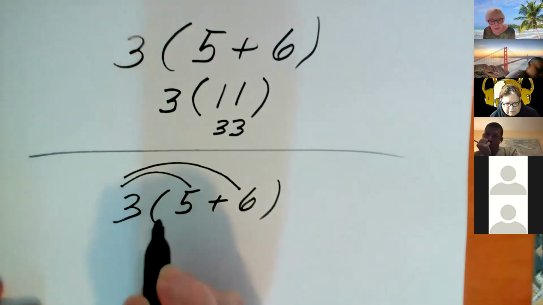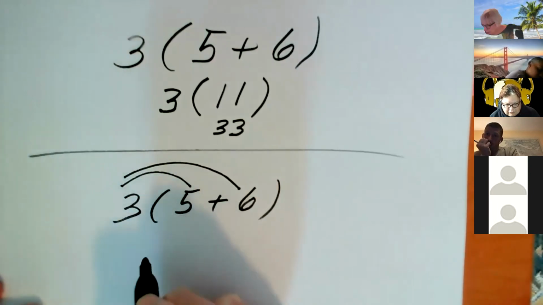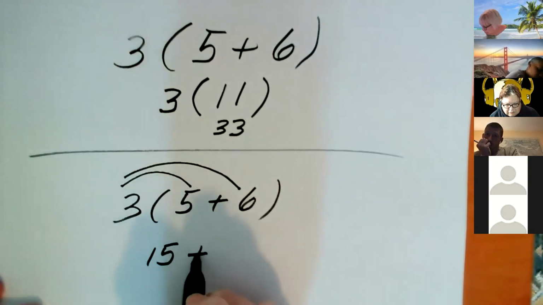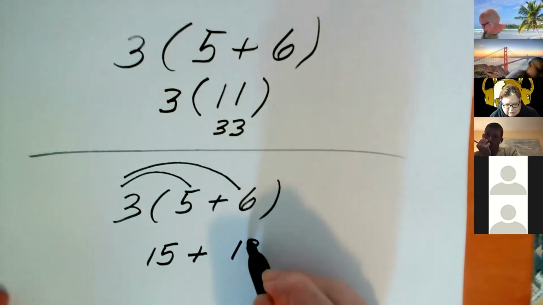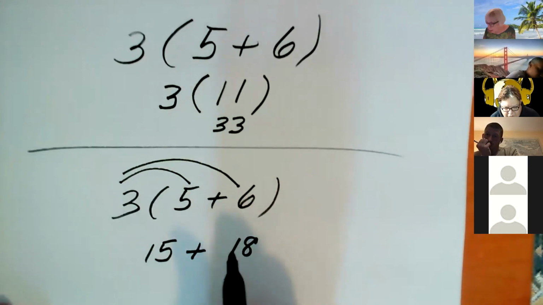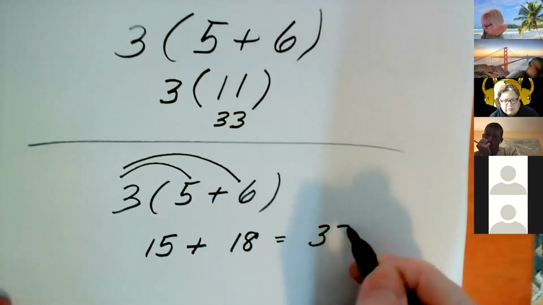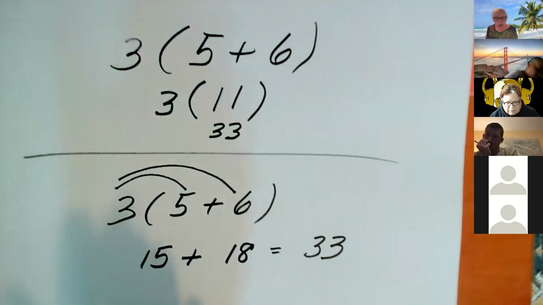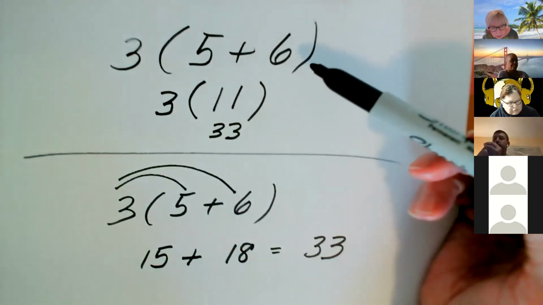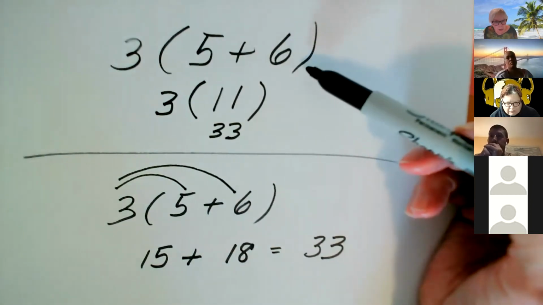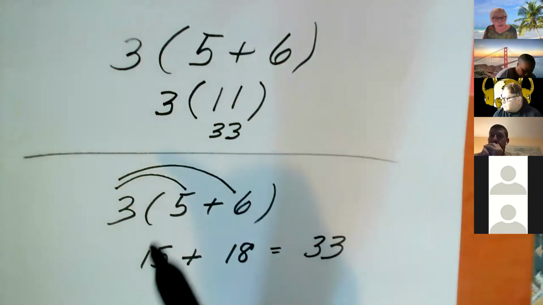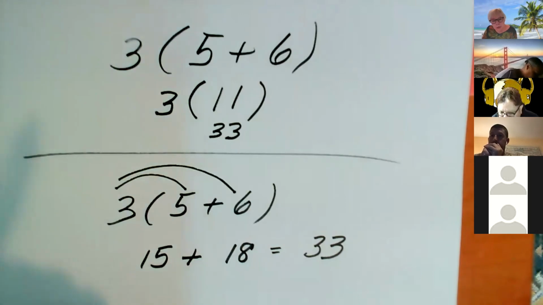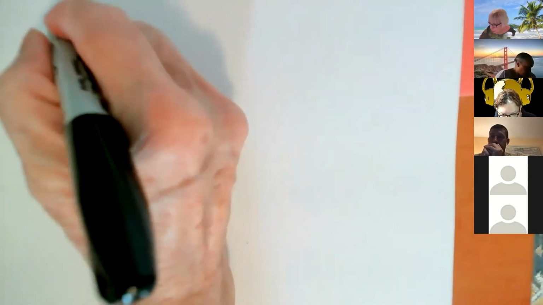So it goes 3 times 5. 3 times 5, I'm just going to write the answer is 15. And then 3 times 6 is 18. And finally, 15 and 18 turn out to be the same exact number. So if you can do it the easy way for this distributive property, then you probably should. But the distributive property works sometimes in this case, and I'll show you.